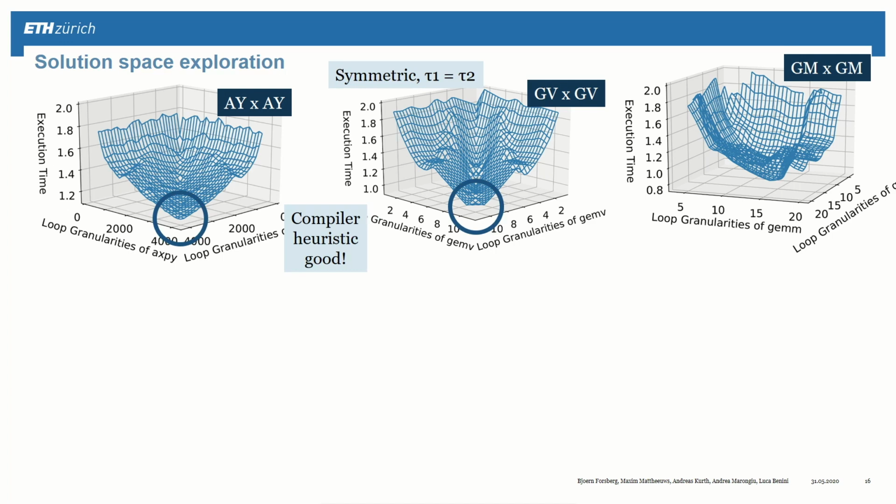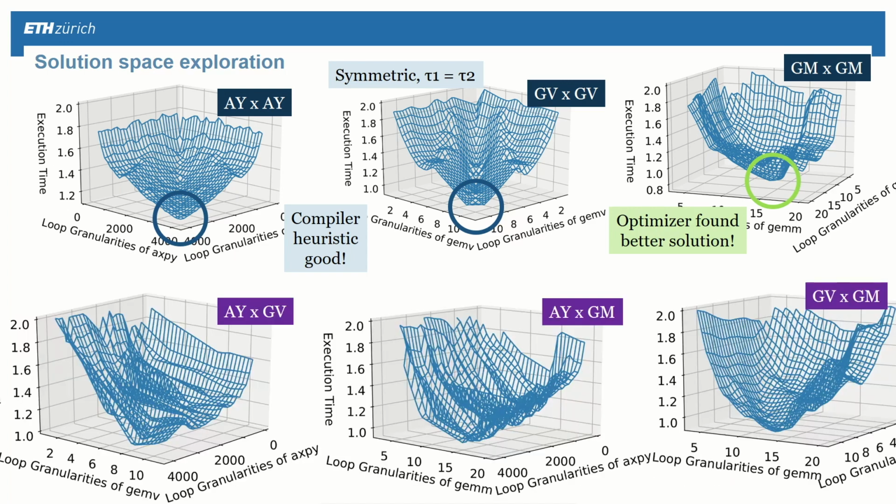In the first 2 cases here, we can see that the compiler heuristic actually finds the best solution. However, in the matrix multiplication scenario, we see that we've actually found a better solution by reducing the interval size of one of the 2 instances of matrix multiplication.